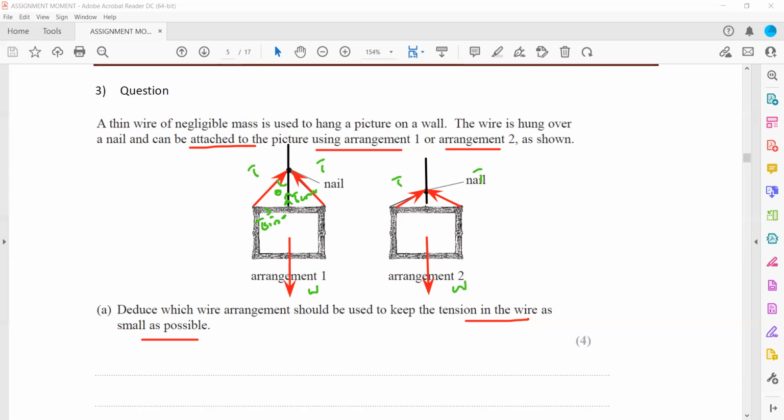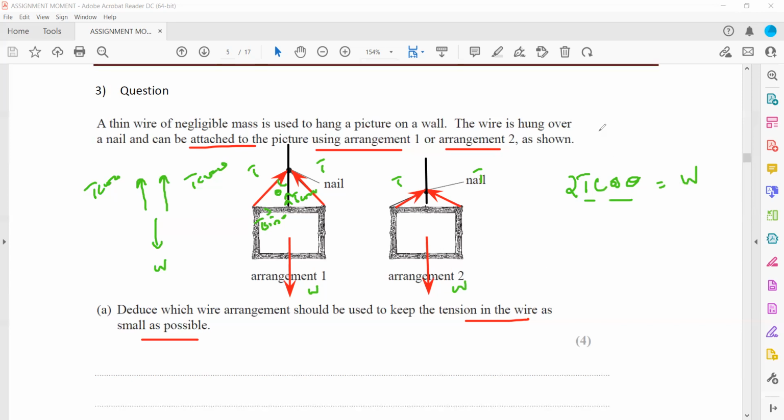So T cosine theta is acting up, and on the right hand side also T cosine theta is acting up. So the total upward component of the tension is T cos theta plus T cos theta, and the downward force is the weight. Because it is stationary, in equilibrium, 2T cosine theta is equal to the weight. The weight is constant, so the product of T and cos theta should be constant.